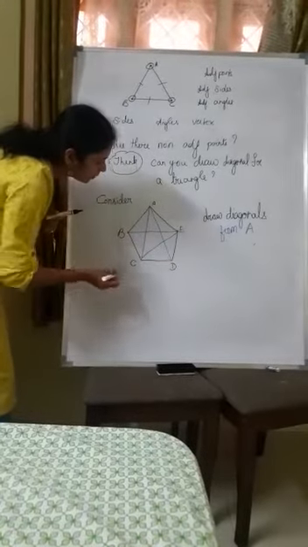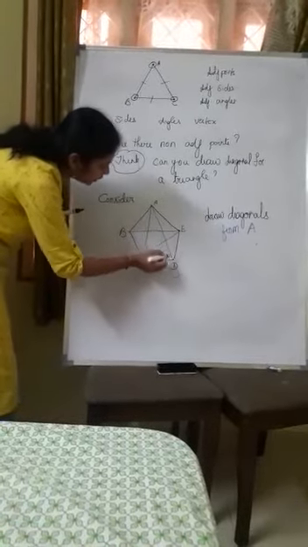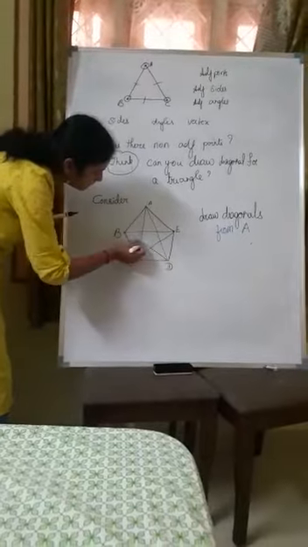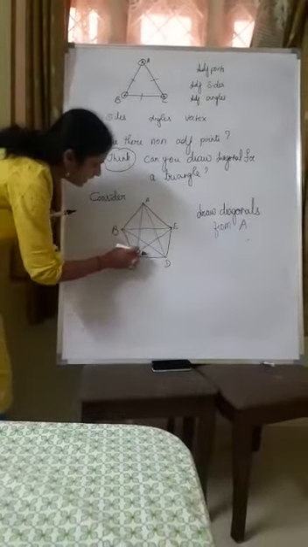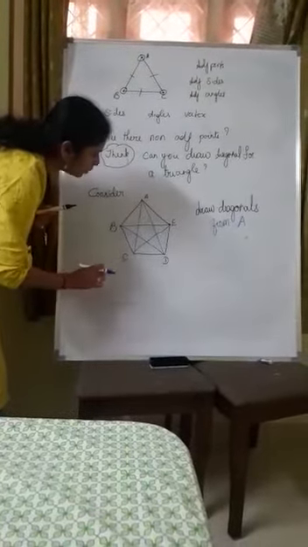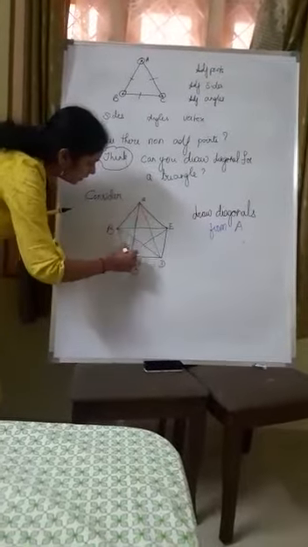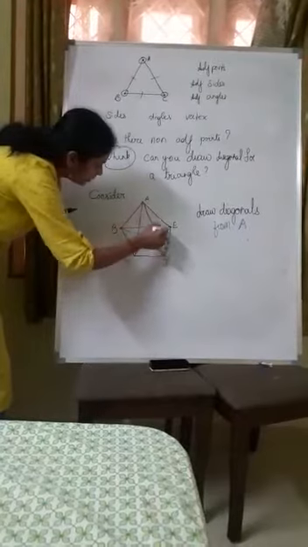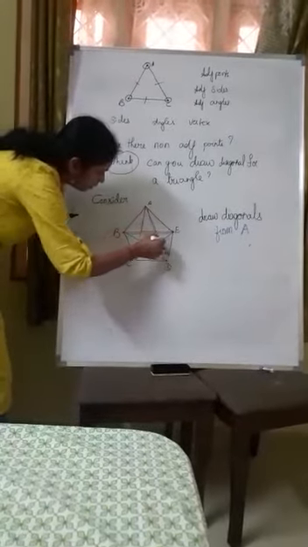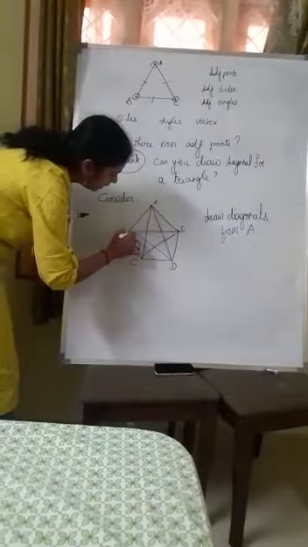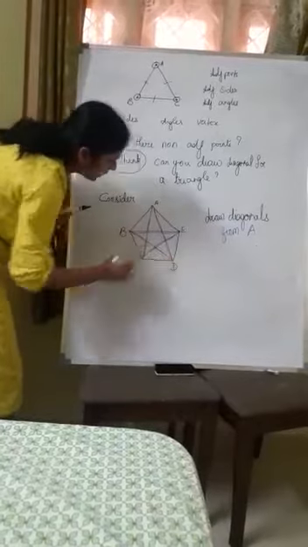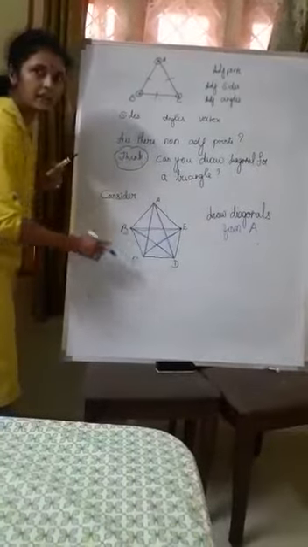From D already it is drawn here, and see, from C already it is drawn. So how many diagonals are there? 1, 2, 3, 4 and 5. So 5 diagonals are there for this pentagon.